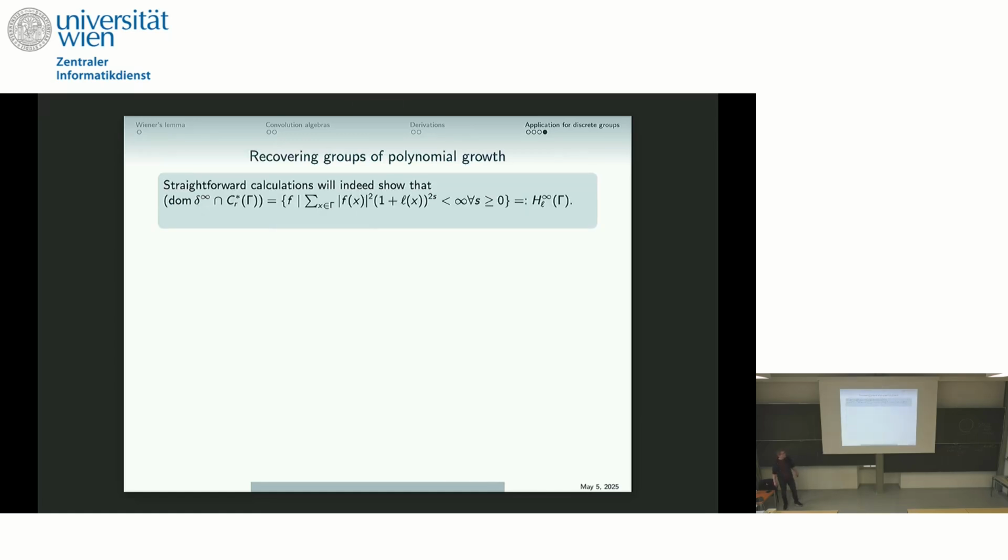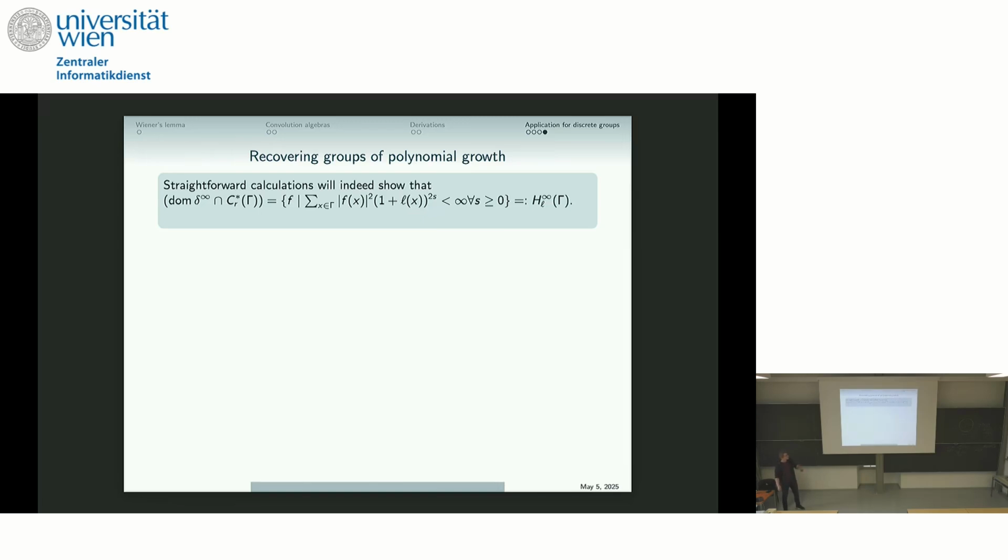So what we can do then is recover the result of Ludwig Stad in the case of polynomial growth. Straightforward calculations, which I'll also hide, but they are truly straightforward. They're well known in the theory of rapid decay groups, and will show you that I can look at the smooth vectors, dom delta infinity, intersected with the reduced C-star algebra. So now I'm looking at the smooth vectors for delta that are also in the reduced C-star algebra.